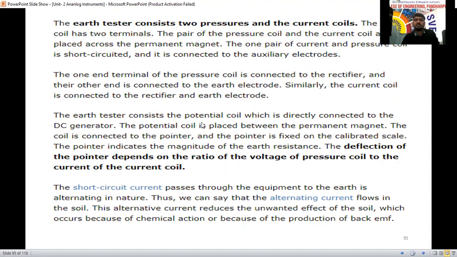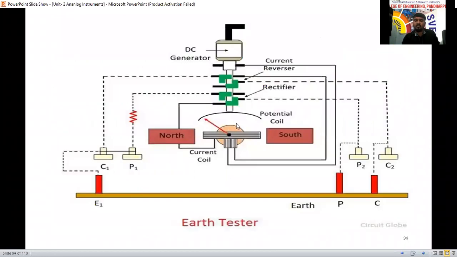So the earth tester consists of a potential coil which is directly connected to the DC generator here. In the diagram actually we have not shown it here now. See here, this potential coil is there inside that one. In between this magnetic field, we have written the word potential coil here now. We have to show it inside this one. This is the potential coil, and it consists of a current coil also here now, both.